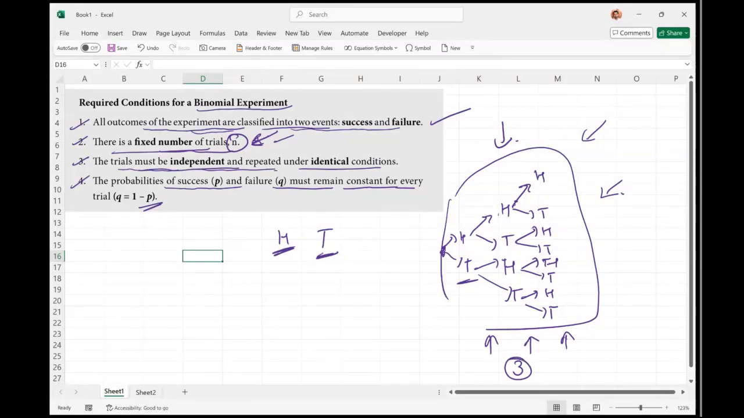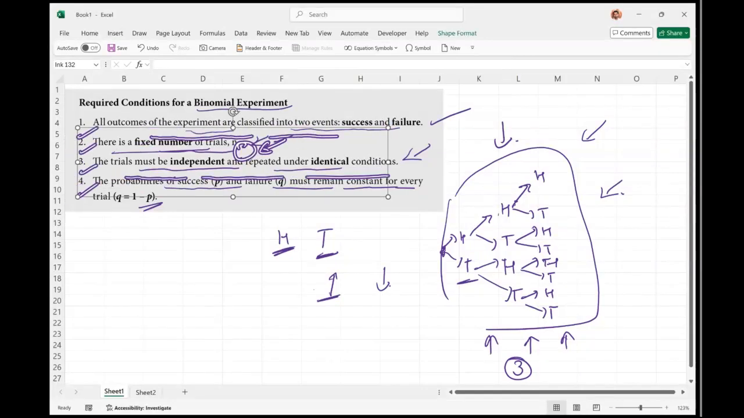The trials must be independent and repeated under identical conditions. So this means that if you toss the coin once, whatever the conditions were here, the same conditions should apply while tossing the coin the second time and the third time. Whenever you are taking n trials, for all those n trials the conditions must be the same and they should be independent. Independent means the probability should not change for the output.